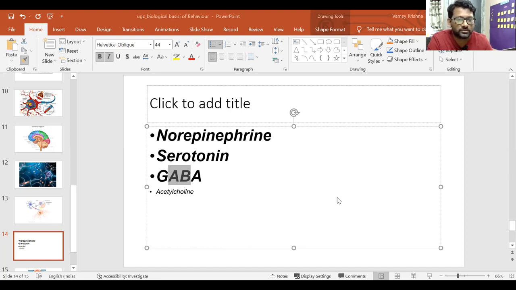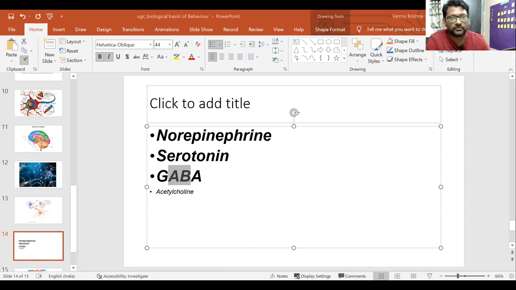So let's see the next one, acetylcholine. ACh, as we say in short form, causes contraction of skeletal muscles. If acetylcholine is absent or produced in a negligible amount, the motor functions, the contraction of skeletal muscles, would be hampered. Even this acetylcholine helps to regulate the heart muscles, promote arousal in the brain, and transmit messages between brain and spinal cord. So these functions are very important.